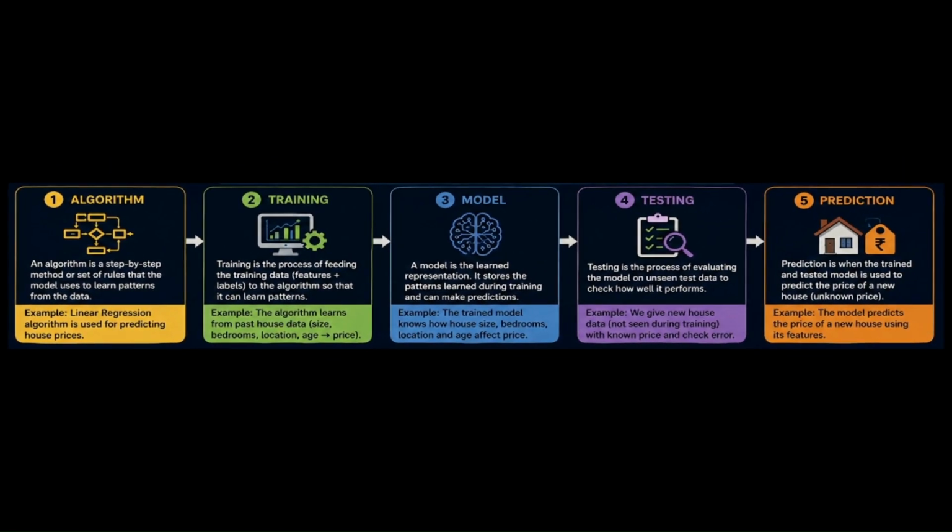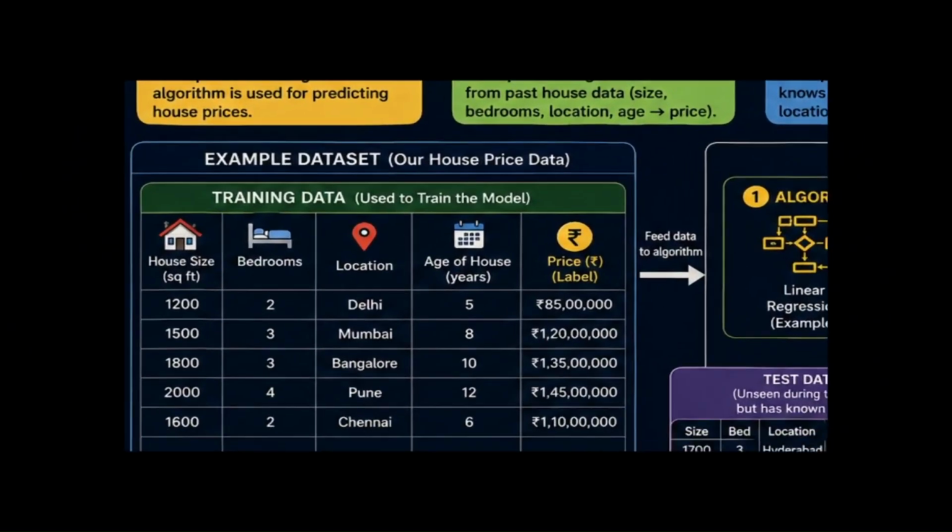So that is testing, and our last term is prediction. Prediction means using the trained model to estimate an output for a new case. For example, suppose we give the model the following information about a new house: house size, number of bedrooms, location, and age. The model uses what it learned during training and gives us an estimated house price, right?